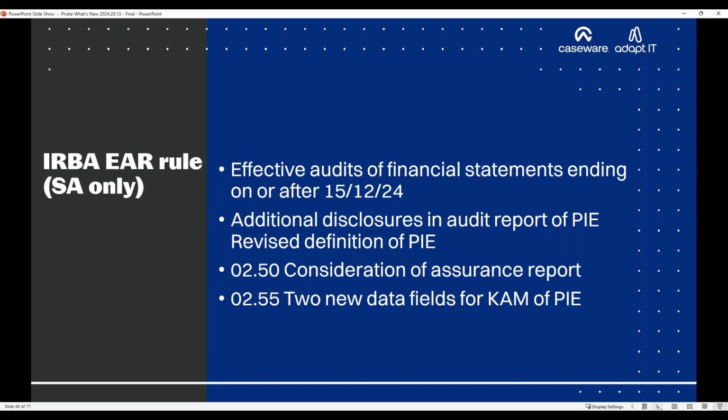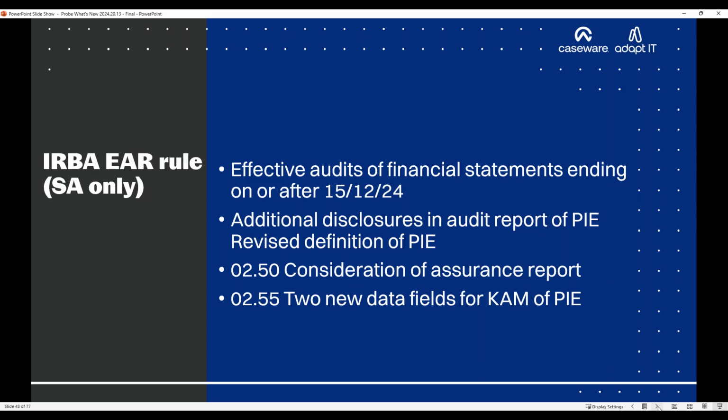The product has obviously been updated for the new definitions, but just be aware of what these new definitions are so that you can make sure that you identify all your public interest entities. Some who were in the past may not be, and others who weren't public interest entities may very well now be public interest entities. And then there have been changes made to 0250 for the consideration of what must be in your audit report, and because additional reporting needs to be done for key audit matters, two new data fields were also included in 0250, so that you've got all the information required for key audit matters in the case of public interest entities.